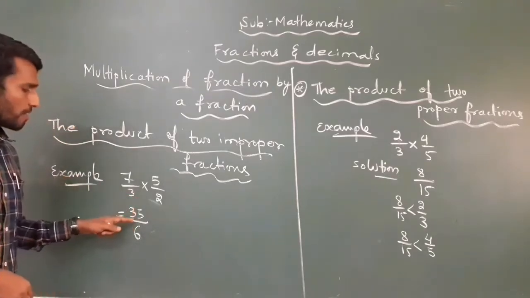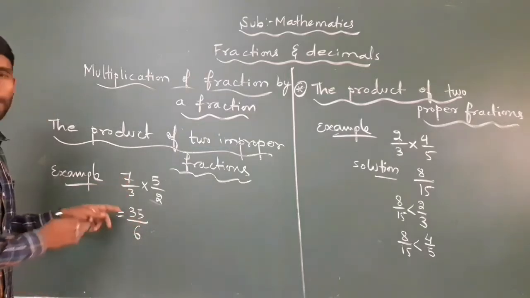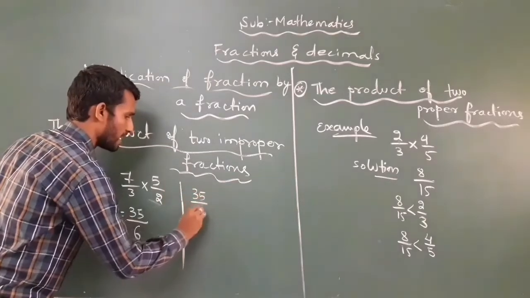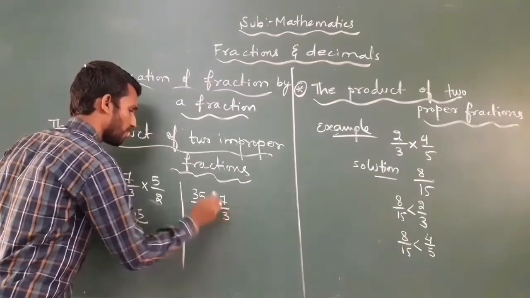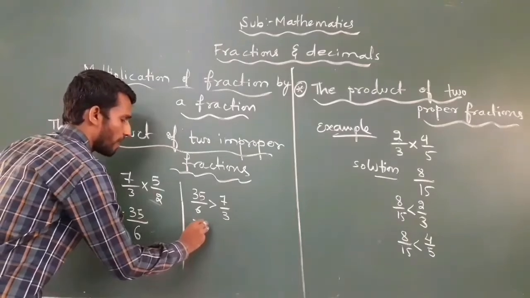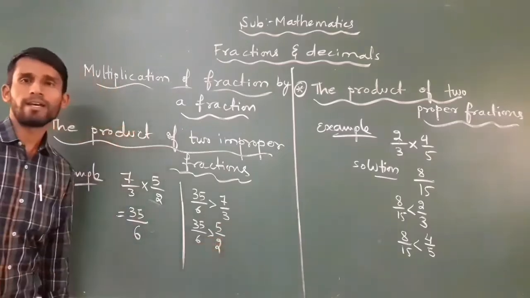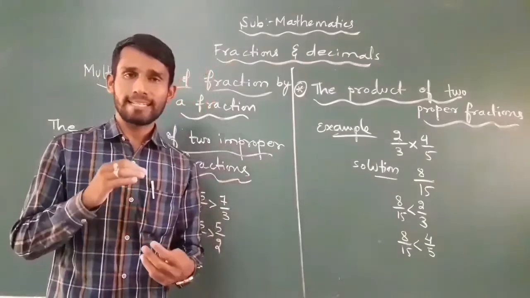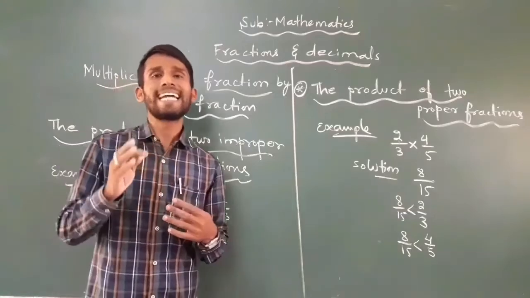Let us see whether this 35 by 6 is greater than or lesser than. When we compare each fraction, we get 35 by 6 is greater than 7 by 3 and 35 by 6 is greater than 5 by 2. Dear students, we can say that the product is greater than each of the fractions. When we multiply two improper fractions, the product is greater than each of the fractions.